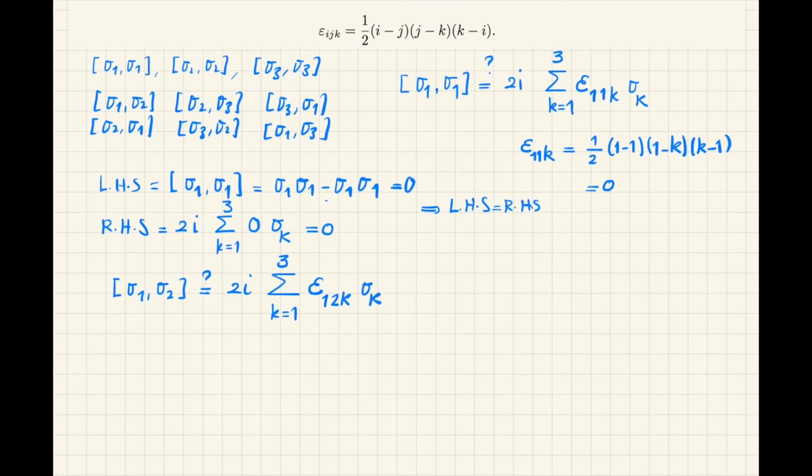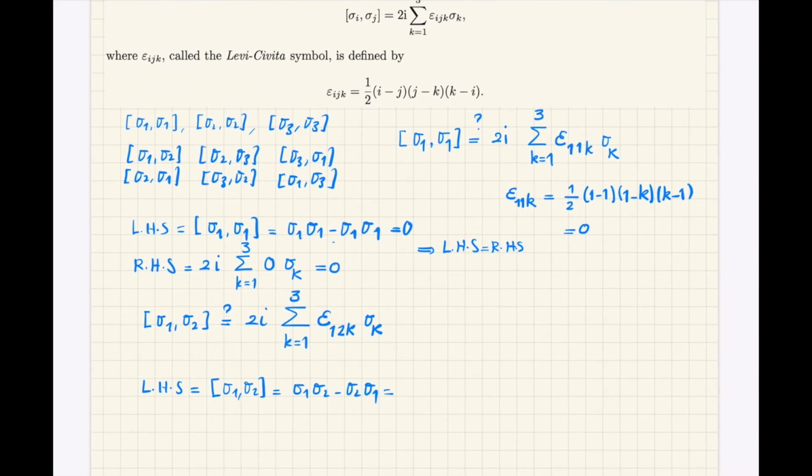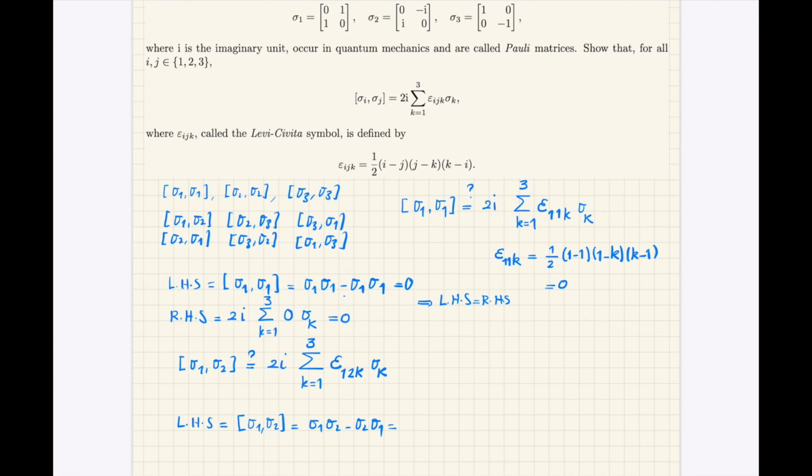Okay, so what I need to do, I need to calculate the left-hand side. When I calculate the left-hand side, it is the commutator of sigma 1, sigma 2, which is defined to be sigma 1 sigma 2 minus sigma 2 sigma 1. Okay, but sigma 1 and sigma 2 are given to me in the problem. This is sigma 1, this is sigma 2, so I just replace them. Sigma 1 is [0, 1; 1, 0]. Sigma 2 is [0, minus i; i, 0]. And then minus the other way around, [0, minus i; i, 0].